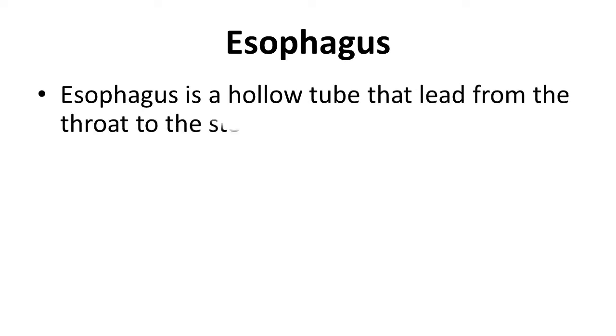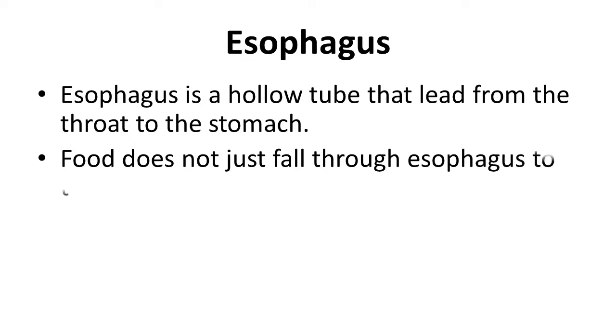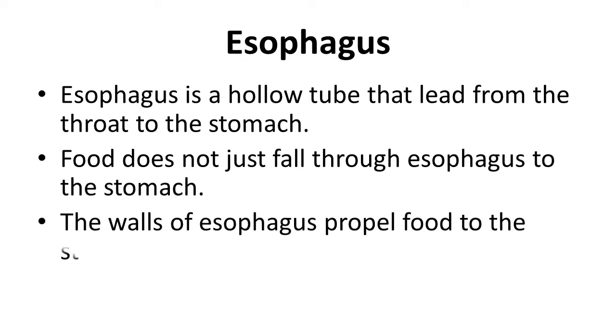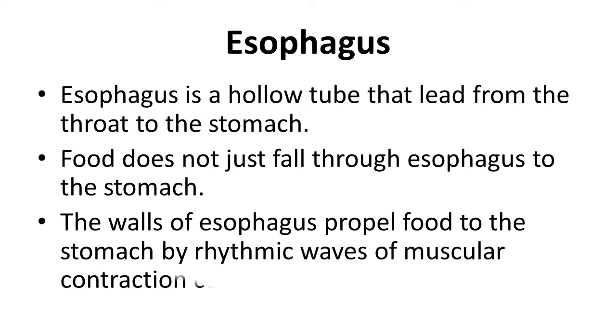When we talk about the esophagus, the esophagus is a hollow tube that leads from the throat to the stomach. Food does not just fall through the esophagus to the stomach. The walls of the esophagus propel food to the stomach by rhythmic waves of muscular contraction, which is called peristalsis.